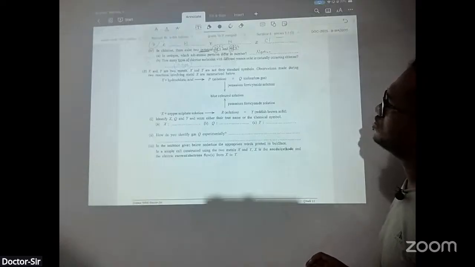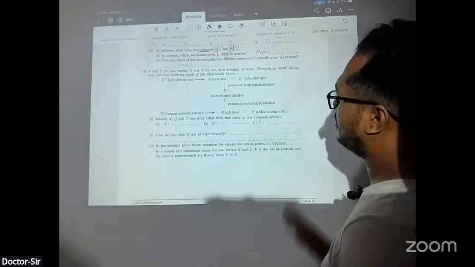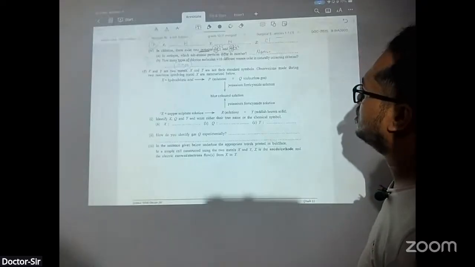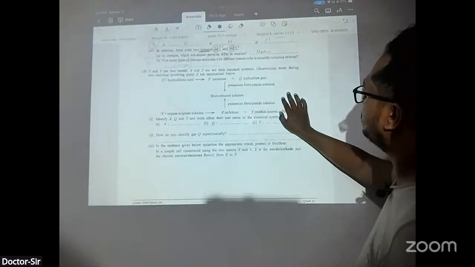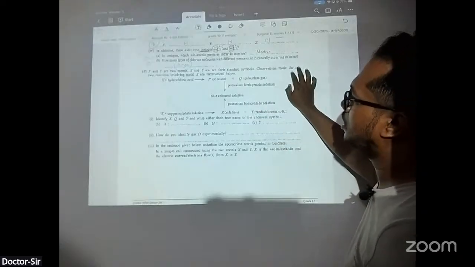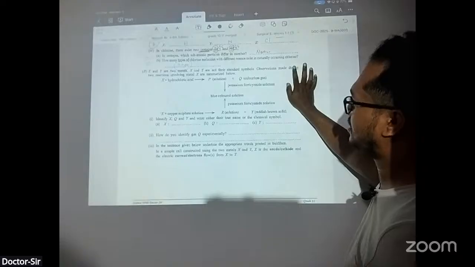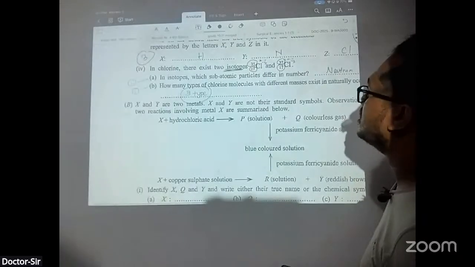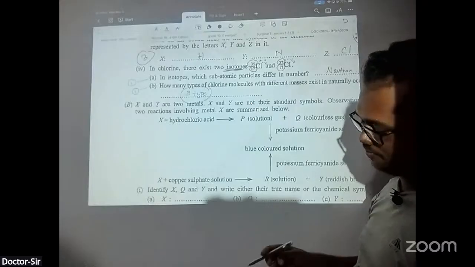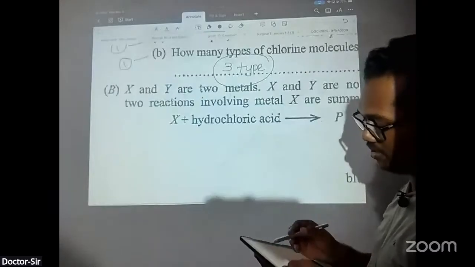Okay, right, it's a little bit practical, isn't it? X and Y are two metals, okay? X and Y metals. They are denoted with standard symbols. Observations made during the reactions involving metal X are summarized below. Metal X වලට වෙන කතන්දරය මෙතන කියලා තියෙනවා. All right. Okay. Let's look at this one.